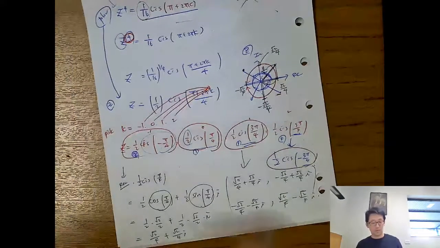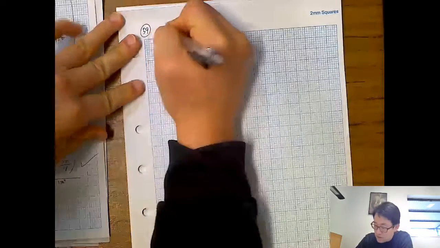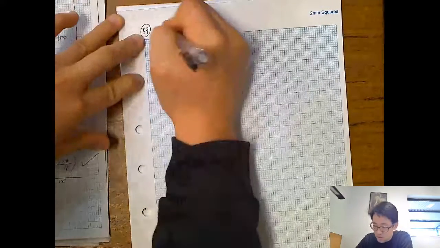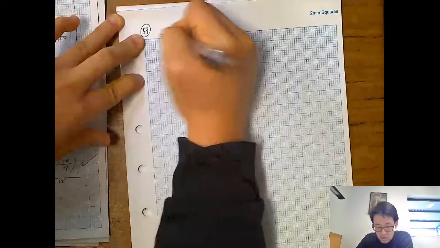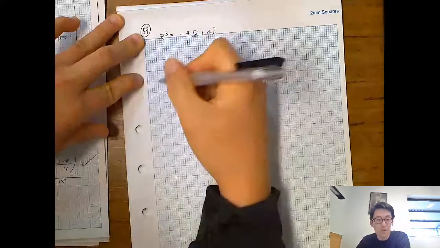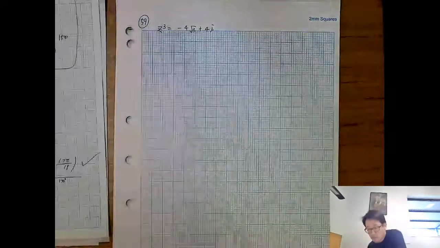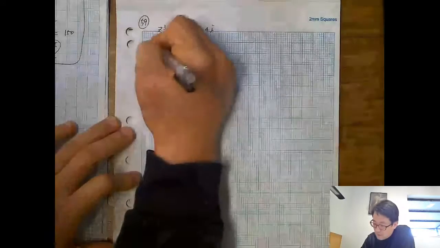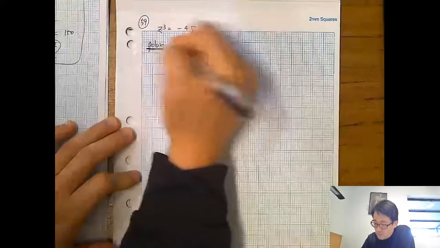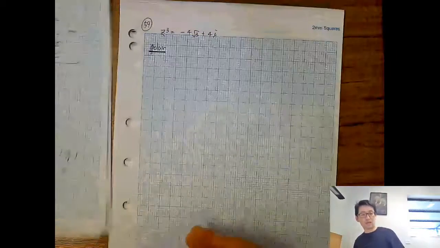Okay, 59. Are you getting it? 59. Yeah. z cubed minus 4. The first thing you need to do, I will do this together, 59. You need to get polar form. Good job, polar. Why? Because we're going to deal with all the calculation, much easier to have polar form.